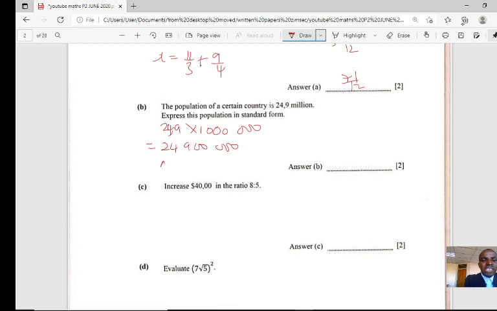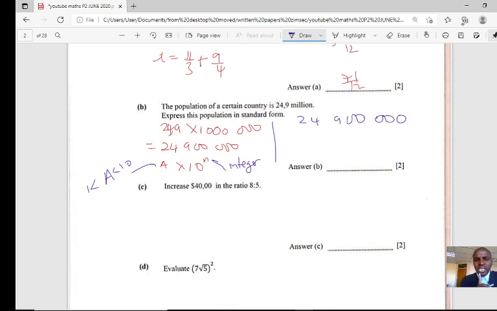Standard form is in the form of a times 10 to the power n, where a is actually a number between 1 and 10. Then n is an integer. An integer is a whole number. It can be positive or negative, but as long as it's a whole number, it's called an integer. Take note of that. Now I have to convert this one, 24,900,000, to a number in standard form.